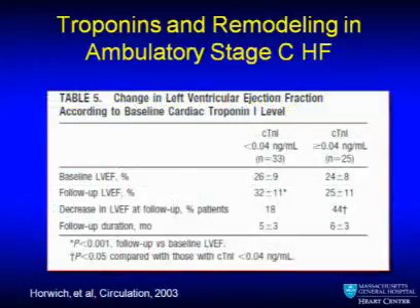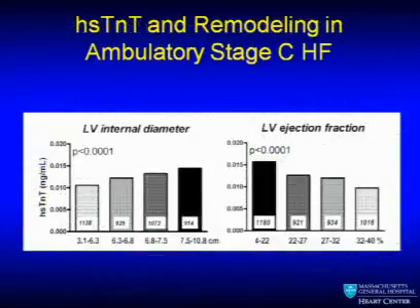Moreover, when we look at patients over follow-up, those with elevated troponins are more likely to have either no change or a fall in their left ventricular ejection fraction over time, implying that necrosis of myocardium is identifying that very, very important subgroup of patients with heart failure with active negative remodeling of their left ventricle, the process most tightly associated with outcomes in this population.